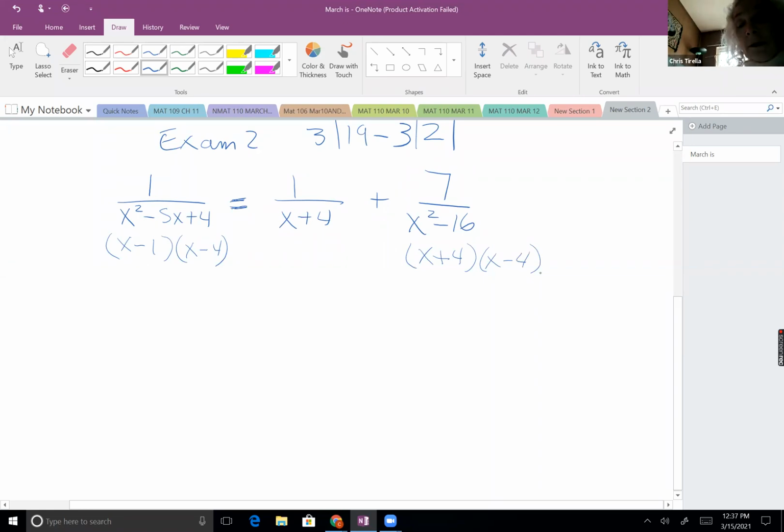So as I look at the list of factors, the common denominator would be the product of all of those factors, x minus 1, x minus 4, x plus 4. To that point, is everybody all right? So then what we had said we would do is we had said we would take each side of the equation and multiply it by that common denominator.